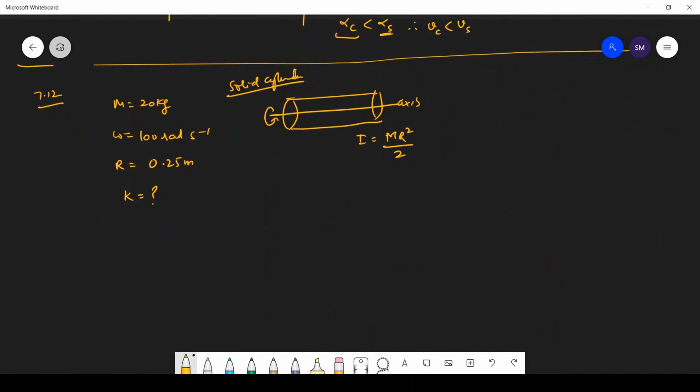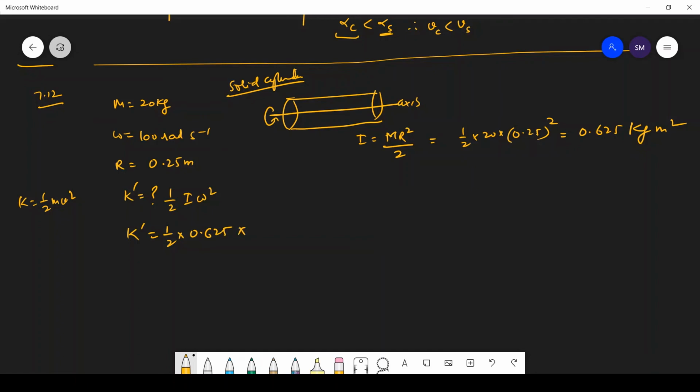So now you have this R. Kinetic energy, you know, is equal to half mv square. So here kinetic energy is equal to half I omega square. That's rotational kinetic energy. We can write it with K dash. Simply finding the value from here, that's half into 20 into 0.25 square, and that comes out to be 0.625 kilogram meter square. So put this value of inertia, and you know the omega. So K dash is equal to half into 0.625 into omega square. Omega square is 100 square, and you will find it 3.25 joules. So that's the first part.